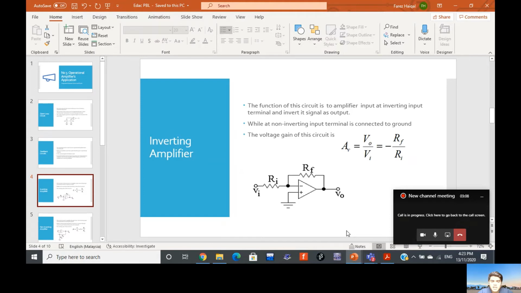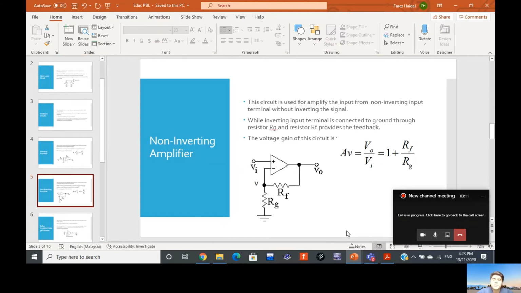Next is the non-inverting amplifier. This circuit is used to amplify the input from the non-inverting input terminal without inverting the signal, while the inverting input terminal is connected to ground through the resistor Rg, and resistor Rf provides the feedback. The voltage gain of this circuit is Av equals Vout over Vin, or 1 plus Rf over Rg.